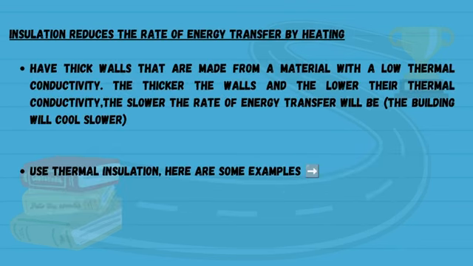Insulation reduces the rate of energy transfer by heating. Buildings can have thick walls that are made from a material with low thermal conductivity. The thicker the walls and the lower their thermal conductivity, the slower the rate of energy transfer will be. The building will cool slower. Here are some examples of how to use thermal insulation.